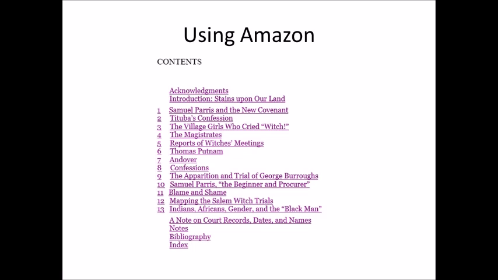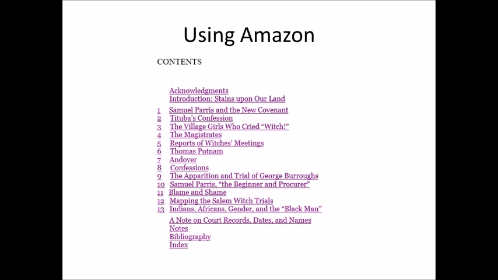So, for example, you can see the last chapter is called Indians, Africans, Gender, and the Black Man. And it's called that because basically when the Puritans would describe Satan, they would often describe him as a black man. And so there was this kind of tendency of Puritans to see people of different races as demonic, in a sense. And so this can kind of give you an idea of like, oh, this might be interesting. Maybe I should look at the Salem witch trials and race. And reading that chapter can help me to understand that.